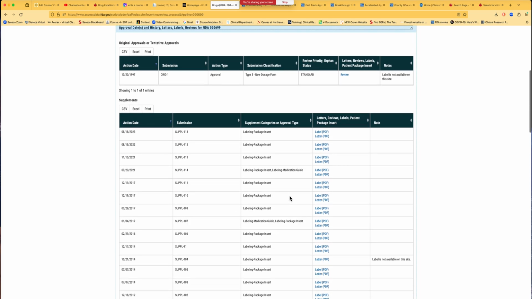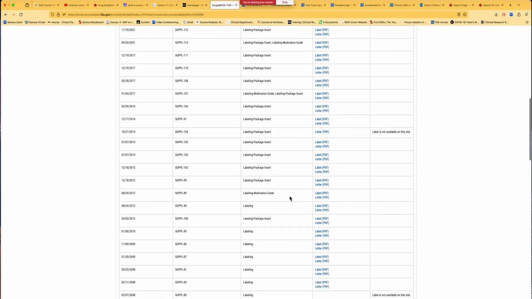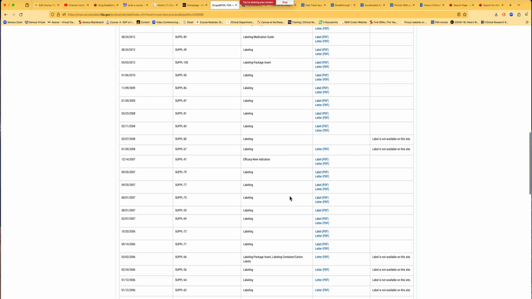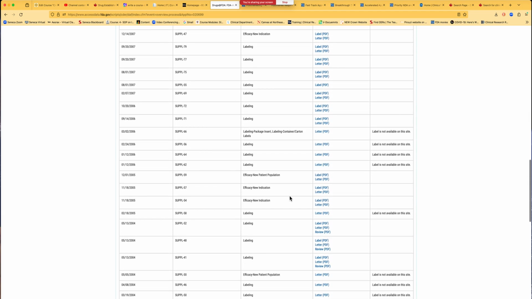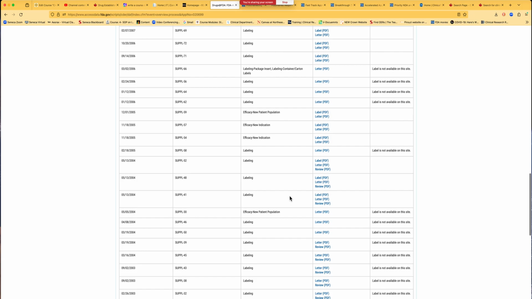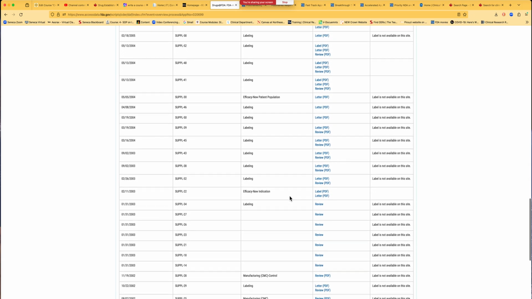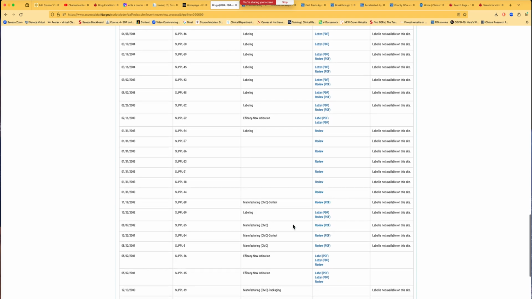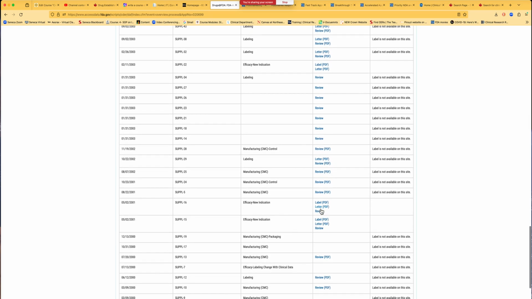So if I just go down, okay, I see that I'm having now several changes into the label. There have been some letters, there have been some other information that has been communicated with FDA. And what is interesting, look at that review of labeling, manufacturing, and CMC. You have access to these documents. You have the label, you have efficacy, new indication, the letter, etc. So this website is also a repository of the documents that your company did send to FDA for a specific drug.